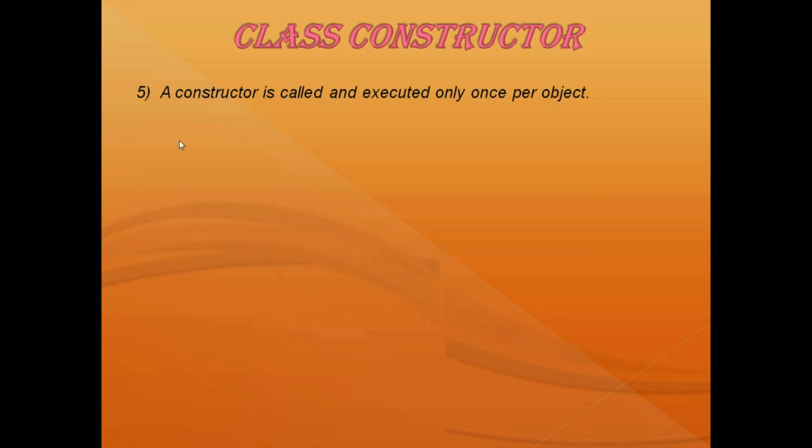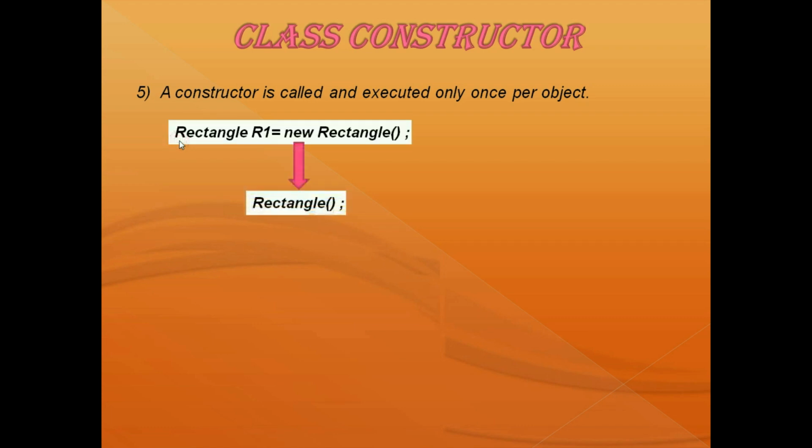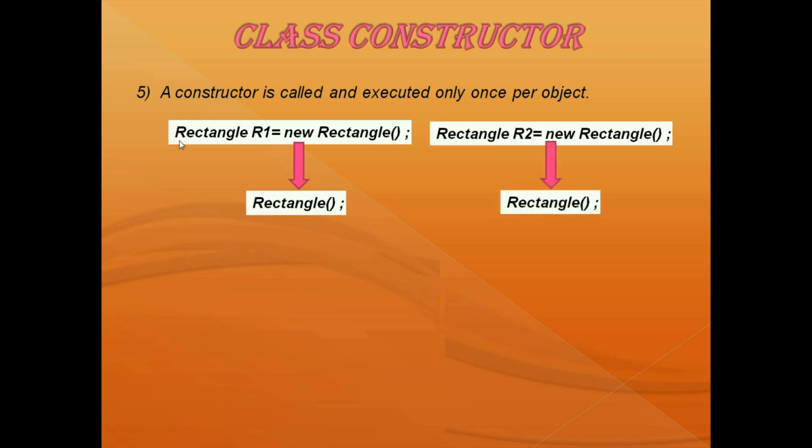Okay, a constructor is called and executed only once per object. Means when we create an object, the constructor is called. If we create a second object, then the constructor will be called again a second time.